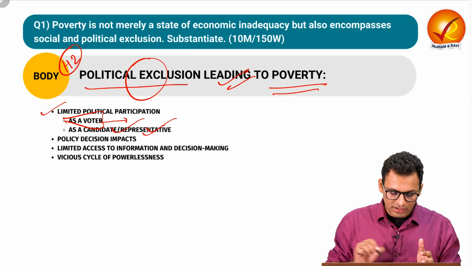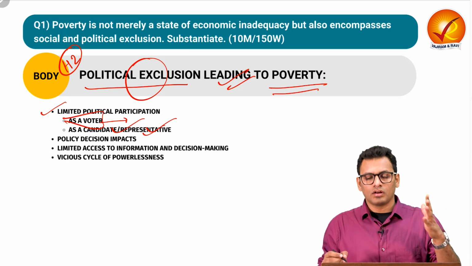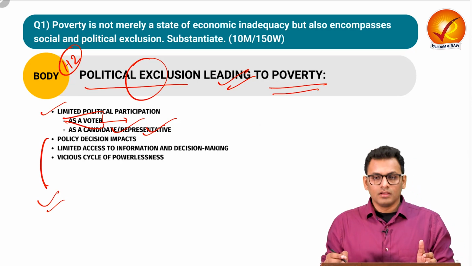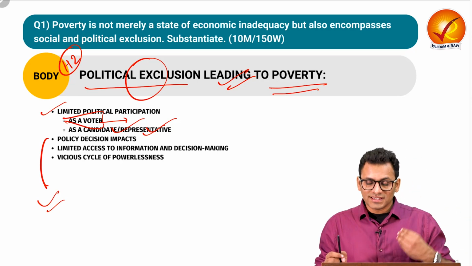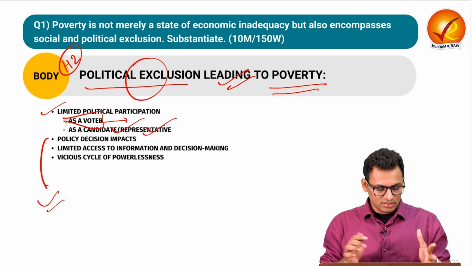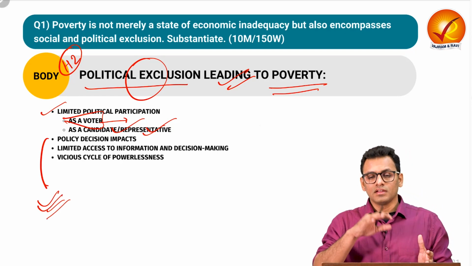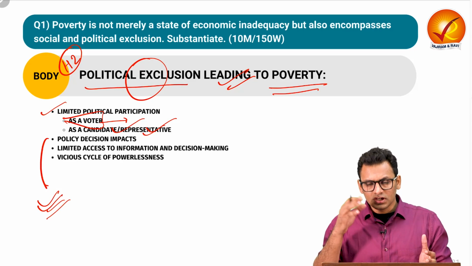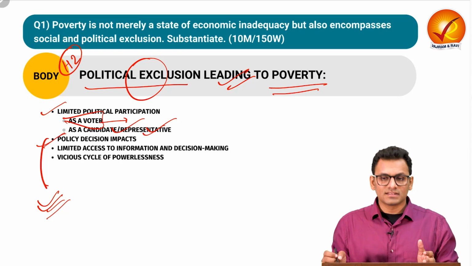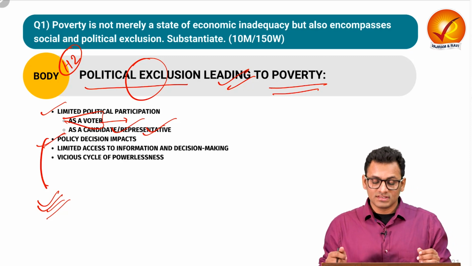That is again kind of political exclusion for the people who do not have that kind of privilege. Next is policy decision impact. When those people do not have access to the policy making framework as well as policy making system, they do not have proper understanding of the issues with respect to the population of poverty. Now that directly impacts how they participate in the policy decision making.